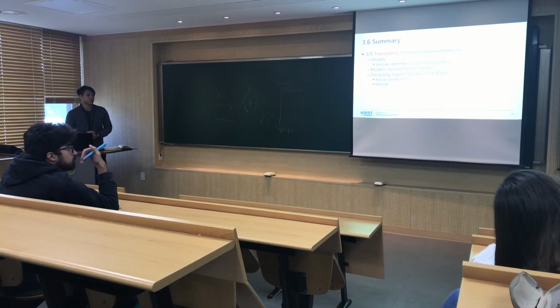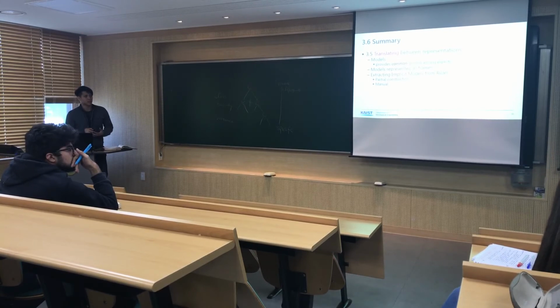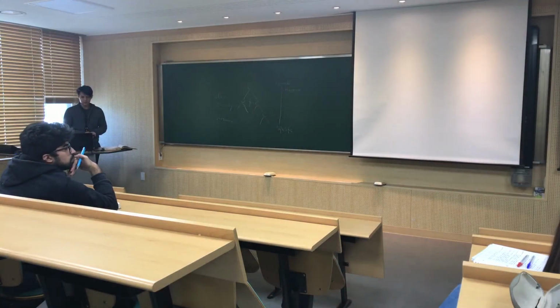And for chapter 3.5, I discussed translating between representations. So I talked about the importance of having models, which provides a common ground for experts, and how the models can be represented as frames. And for extracting implicit models, I talked about how we have to separate the different rule statements and extract the knowledge. However, the limitations would be the partial constructions and the manual process that we would have to follow. That was the end of my presentation.